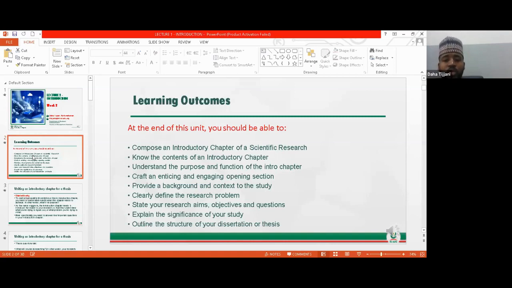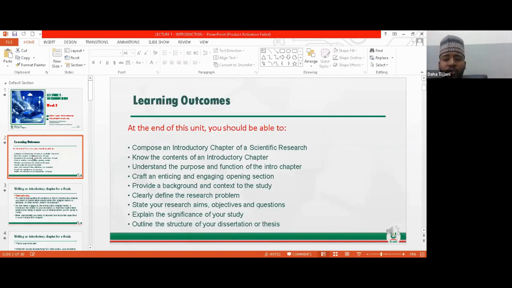You also should be able to provide a good background and context of your study. Furthermore, you should be able to state clearly your ROs, which is the research objective. You also should be able to talk clearly about your research objectives, research questions and research hypotheses. You should be able to also explain the significance of your study. And finally, you should be able to understand the structure of your dissertation or thesis.